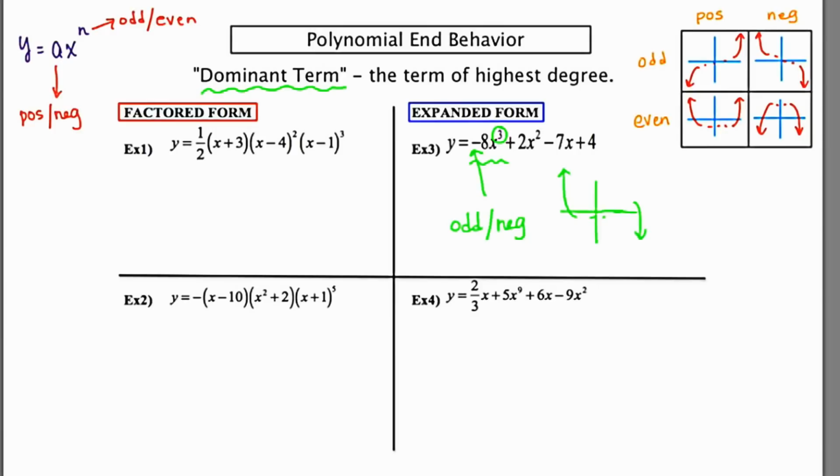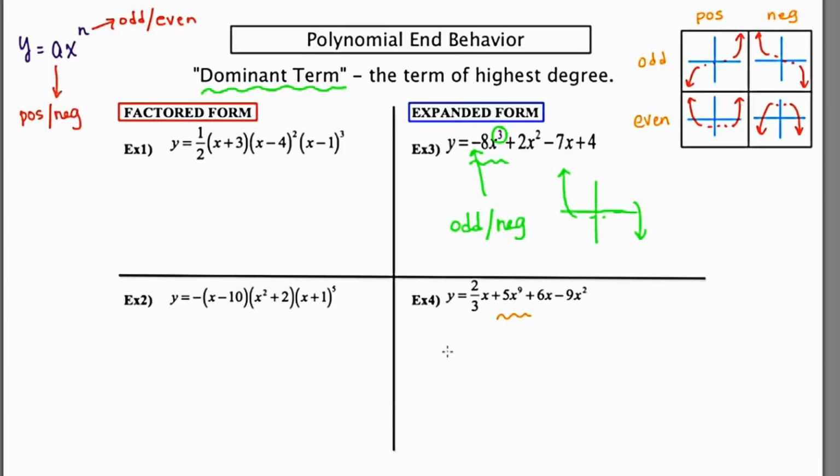Okay, moving to example 4. This is another polynomial in expanded form. I'm going to scan through the terms and identify what is the dominant term. And I see here it's actually the second term. Take a moment and see if you can establish what its end behavior is. Is the coefficient positive or negative? Is the exponent odd or even?